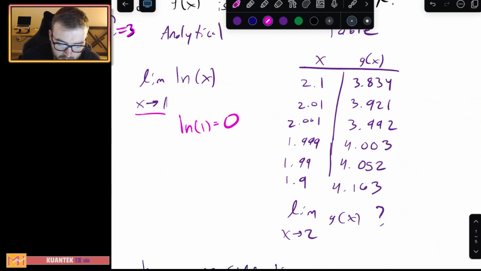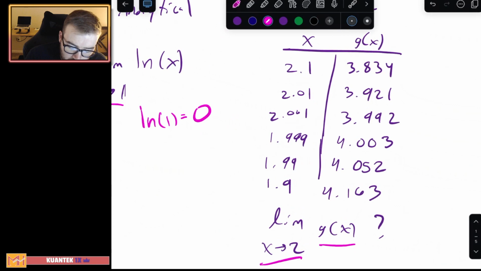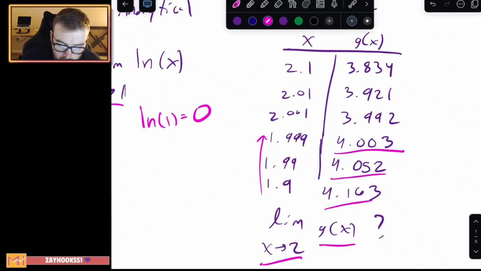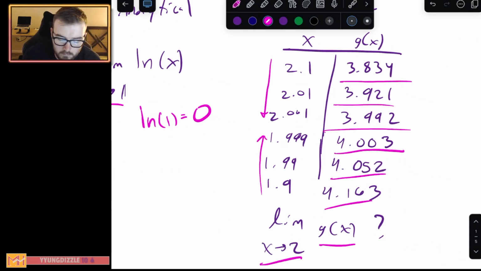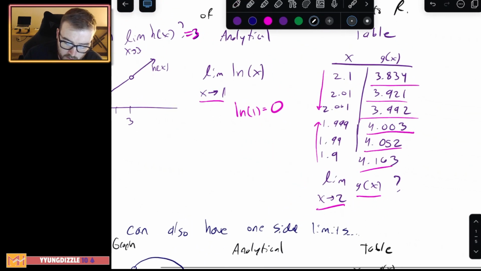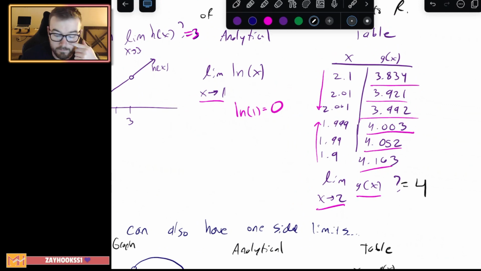What about as a table? Well, look at the table of values. As x approaches 2, what is g of x equaling? Well, as you get closer and closer to 2, 1.9, 1.99, 1.999, look at the numbers. They're getting closer and closer to 4. Well, as you get really close to 2 from the other direction, 2.1, 2.01, 2.001, you can see those values are getting closer and closer to 4. So, voila, we know that the limit as x approaches 2 of g of x is equal to 4.